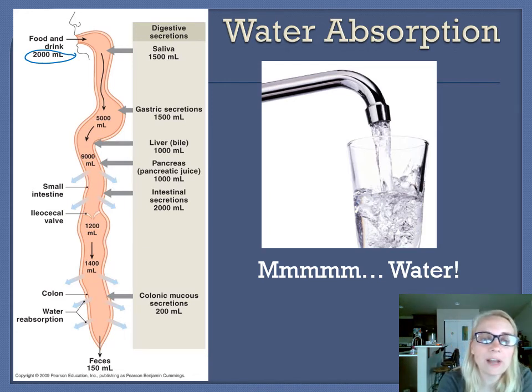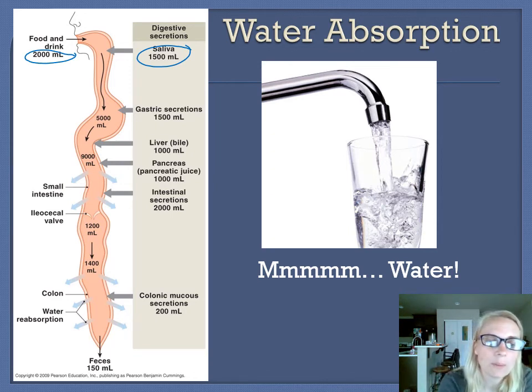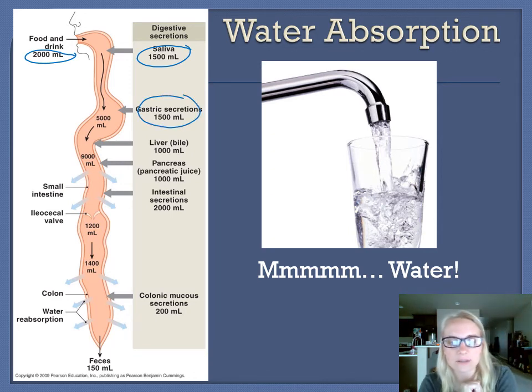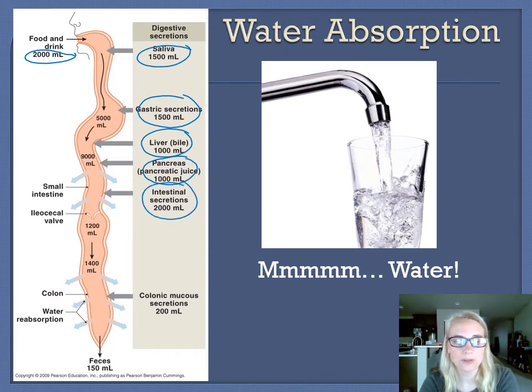We produce about 1.5 liters of saliva every day, so that's liquid going into our tube. About the same amount of gastric secretions every day. Bile, about a liter, pancreatic juice, about 1 liter, and intestinal secretions, about 2 liters. If we add all of that up, by the time we get to the intestine, we have like 9 liters of fluid that we've put into this tube. Now, clearly, we don't excrete 9 liters of fluid out of the other end, which would be insane. We'd have to constantly be drinking water.